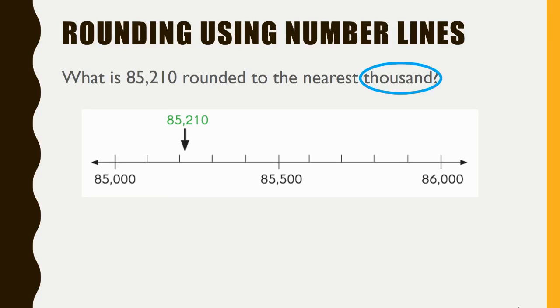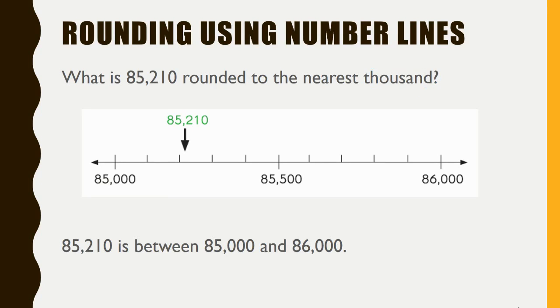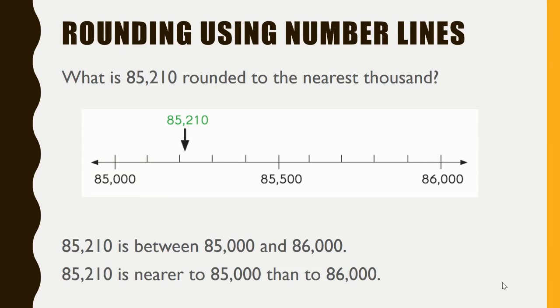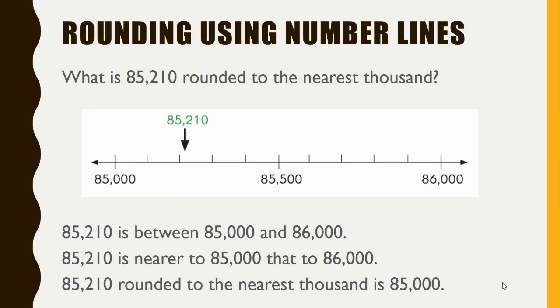Once I have my thousands on my number line, I need to check to make sure that 85,210 is in fact between 85,000 and 86,000. And it is. So now I can think to myself, is 85,210 closer to 85,000 or closer to 86,000? I should then be able to see that 85,210 is closer to 85,000 than 86,000. In other words, 85,210 is nearer to 85,000 than to 86,000. In the end, 85,210 rounded to the nearest thousand is 85,000.